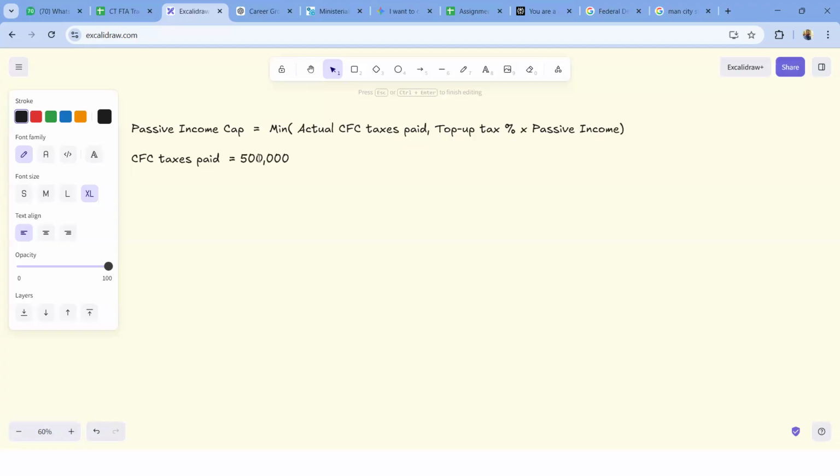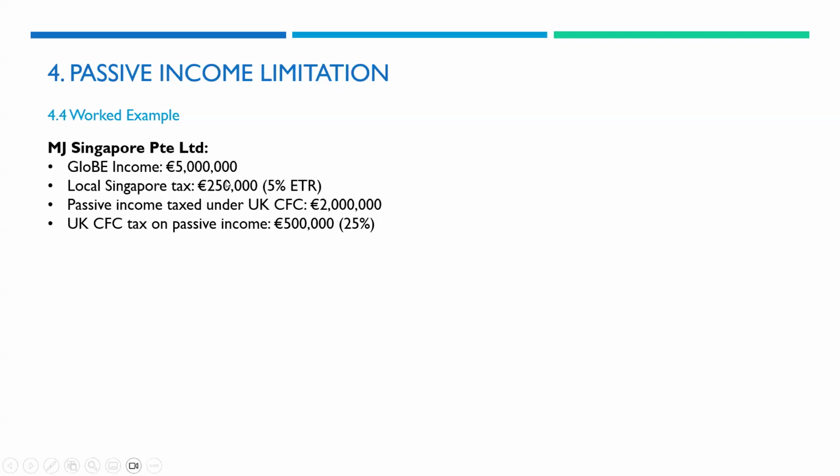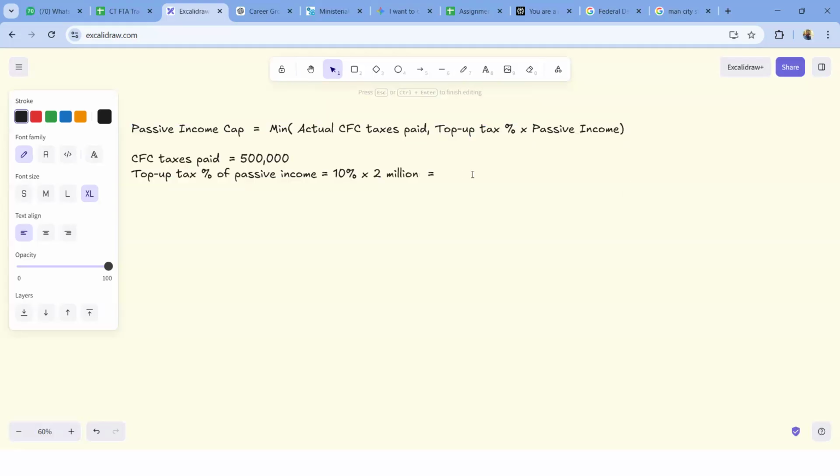And what is the top up tax percentage of passive income? You said top up tax in Singapore is 10%, into the passive income, which is 2 million, right? Passive income is 2 million. So that means my total top up tax of this is 200,000. So how much will I push down?